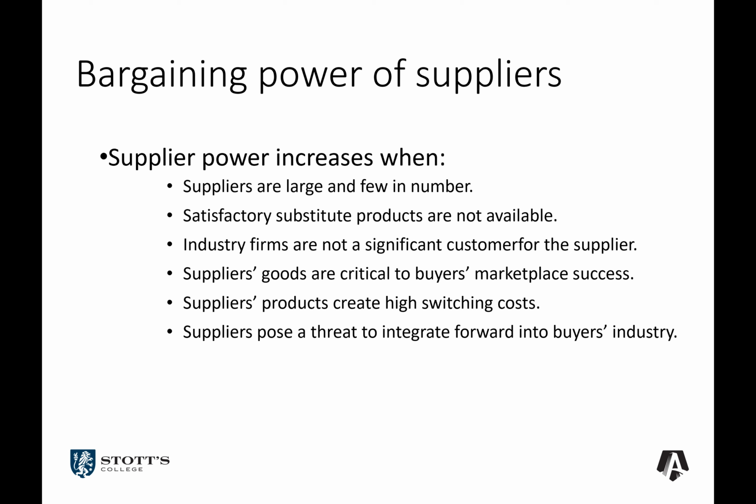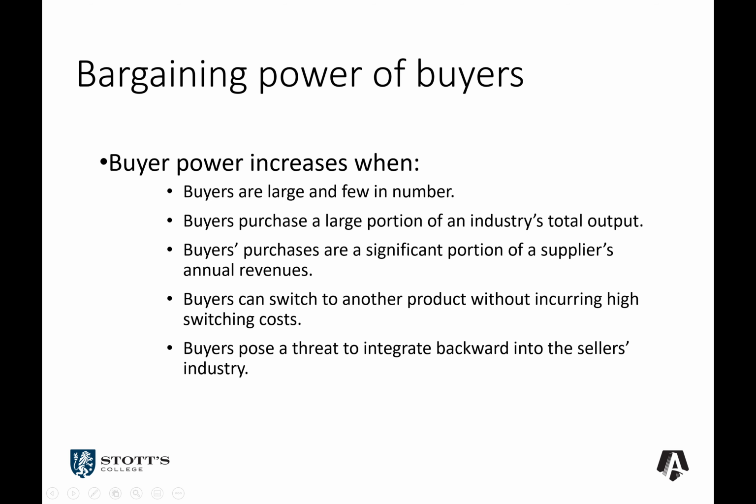So those things give suppliers power. The supplier has power if they have something that meets those criteria or some of those criteria. Buyers have power when they're large and few in number, where they purchase a large proportion of the industry's output, where the buyers purchase a significant portion of the supplier's annual revenue, where the buyers can switch easily, and where there's a threat of backward integration.